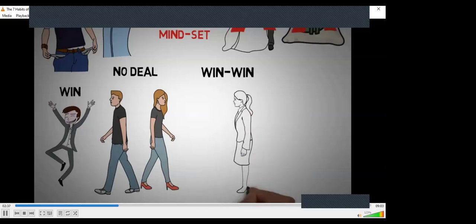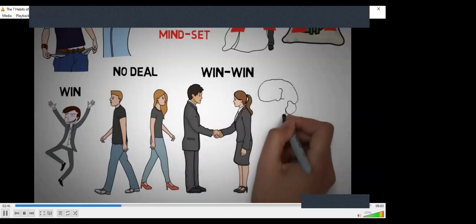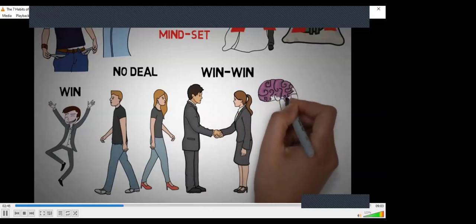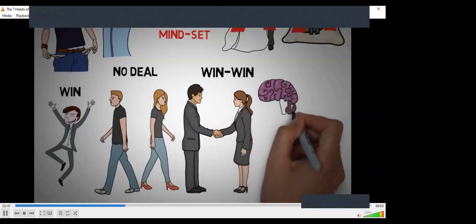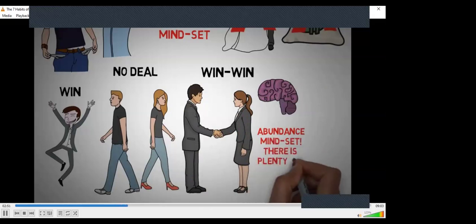We want to look for win-win relationships. We want to search for mutual benefit, and we need to have the mindset that there's plenty out there. There's abundance. We can share knowledge, we can gain, we can profit together. We don't need to crush each other out, we can work together instead. Life isn't a zero-sum game, so look at every situation with a win-win mentality.